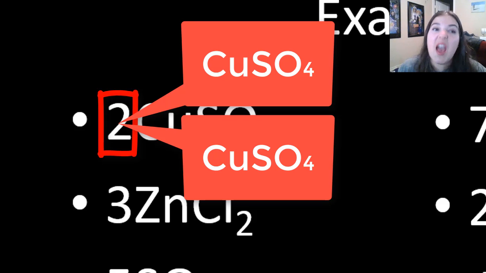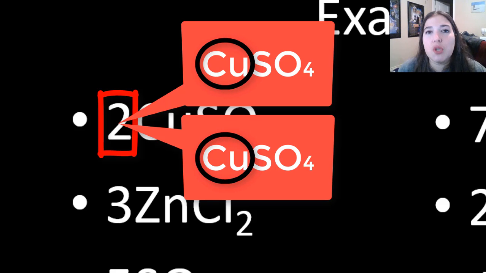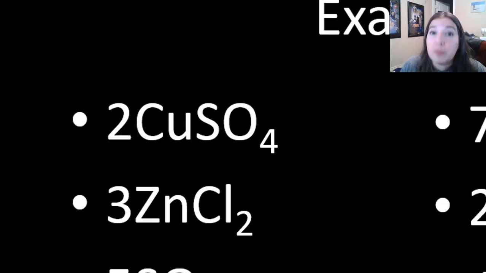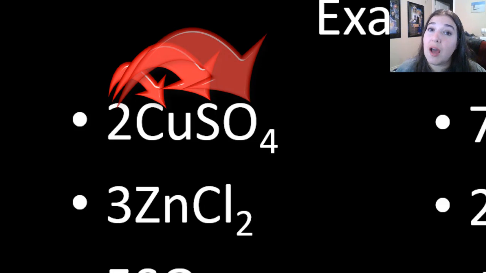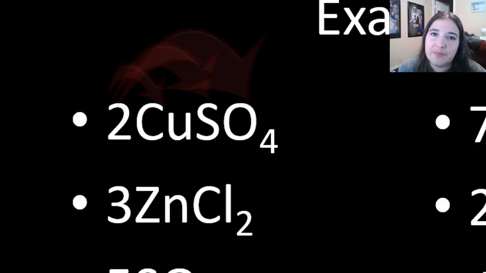If I were going to say how many total atoms of copper are there in this example, I would have to say 2 copper atoms because I have 1 plus 1, 2 total. I would multiply to make it a little bit faster and distribute my 2 amongst all of my atoms. So 2 copper, 2 sulfur, and then with oxygen I had 4, so 4 times 2 equals 8. Now I have 8 total oxygen.